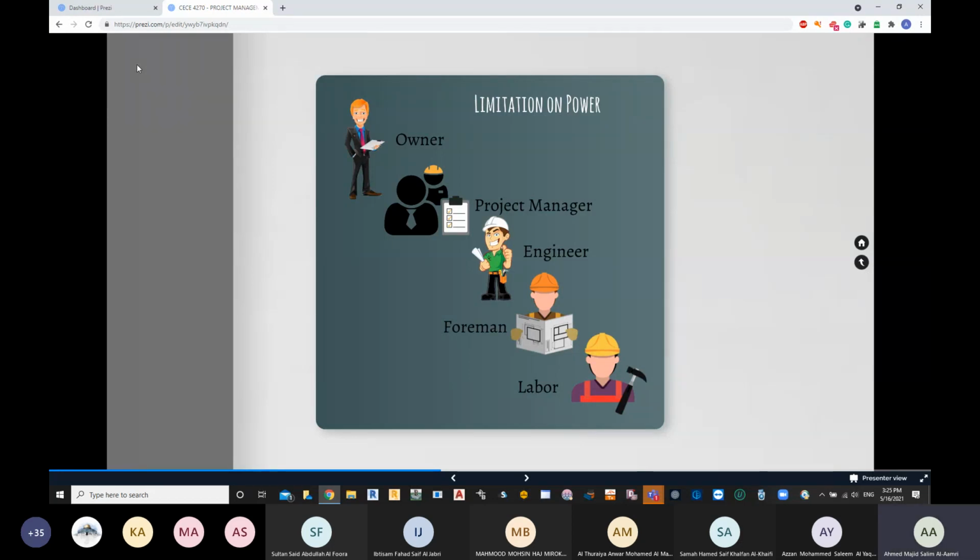Okay, so once again, when I talk about project manager, true that he is having some power, but he does not have the power to change anything. So you have been asked to manage the whole work, but you don't have the full authority to change anything. Okay, so that's being a challenge as well. Are we okay? Are we fine? Have you understood the meaning of limitation on power?